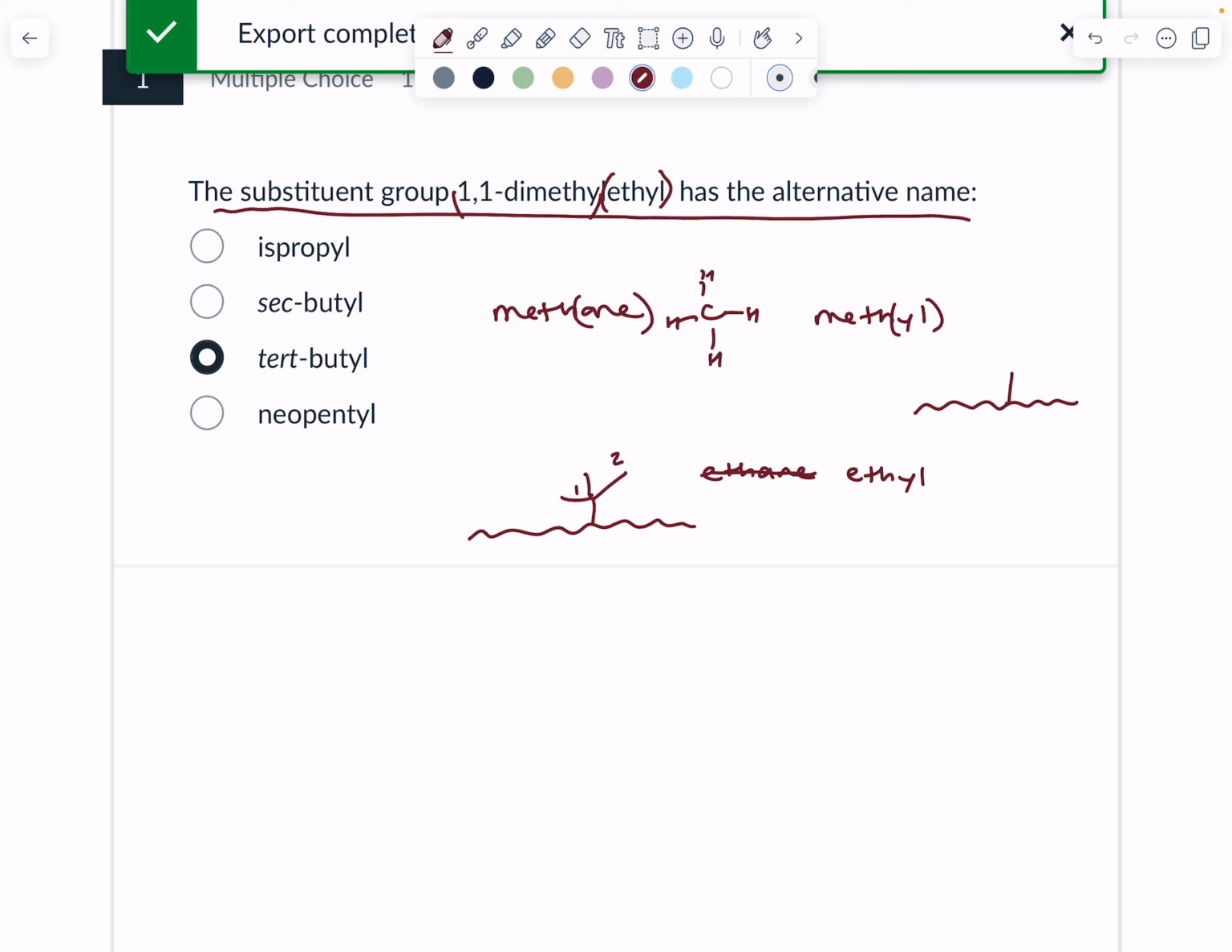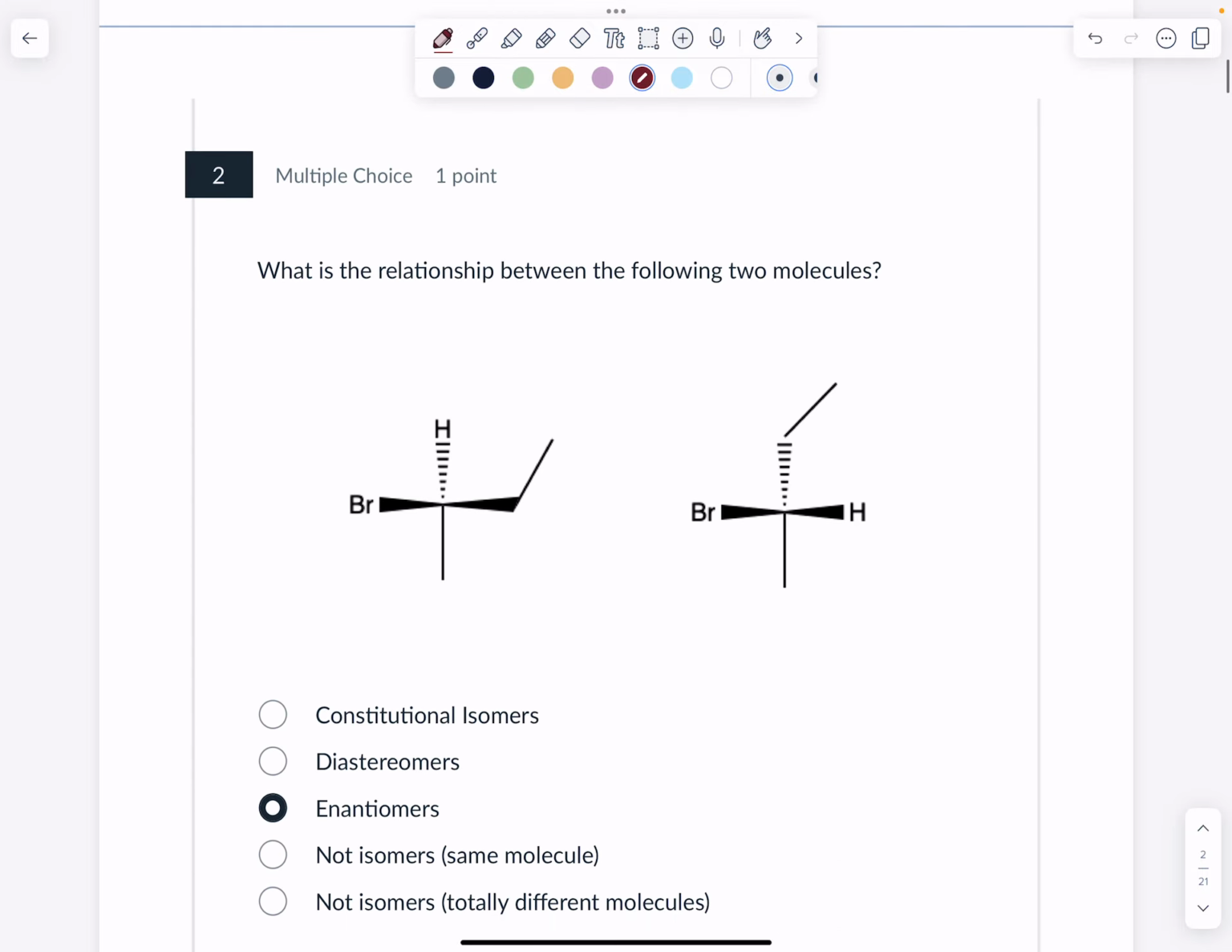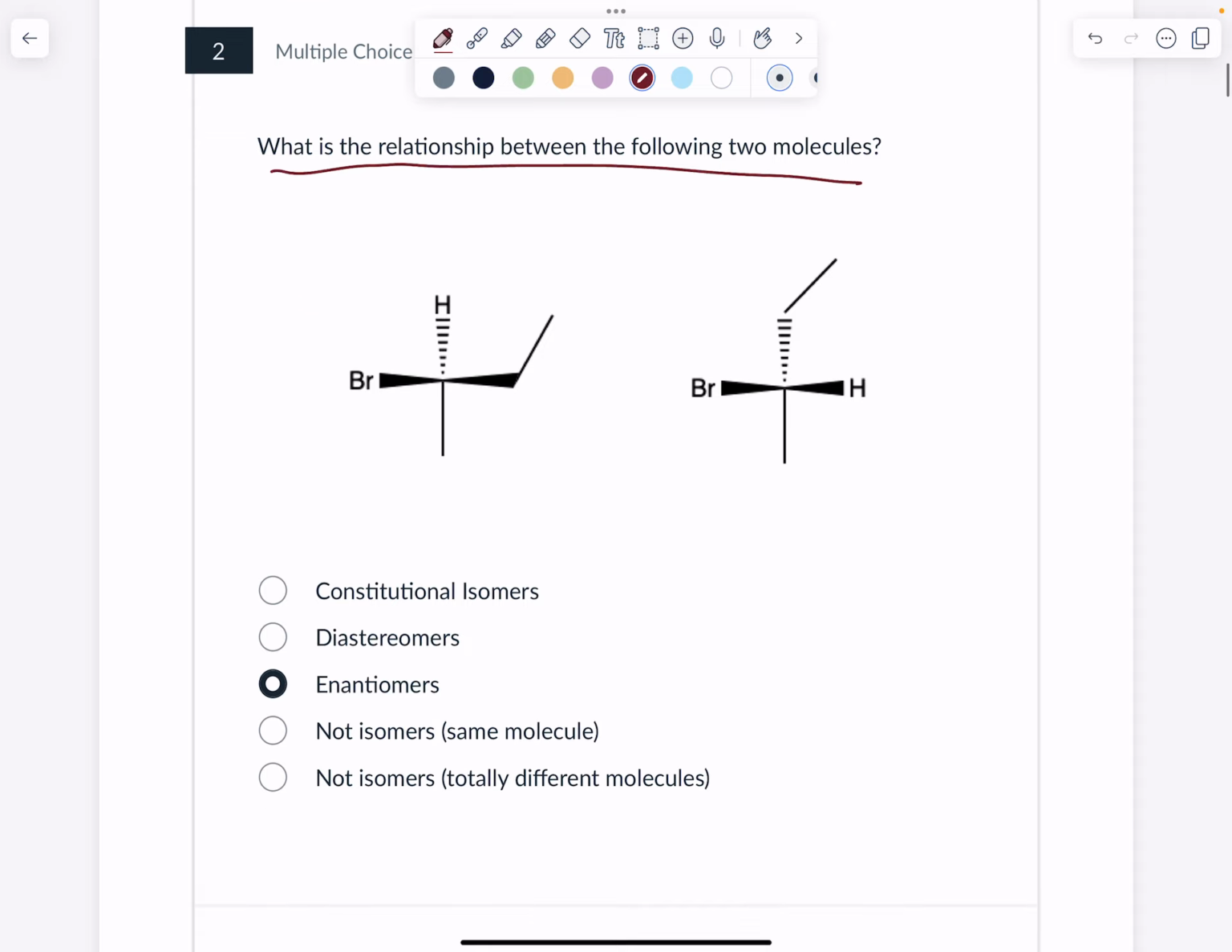Once you draw that out, then you should start to recognize this group that also has the common name tert-butyl, a carbon with 3 carbons around it, making a total of 4 carbons. And that is one of the common names that you had to learn that we'll use a lot throughout the rest of organic chemistry. Okay, the next question: what is the relationship between the following two molecules?